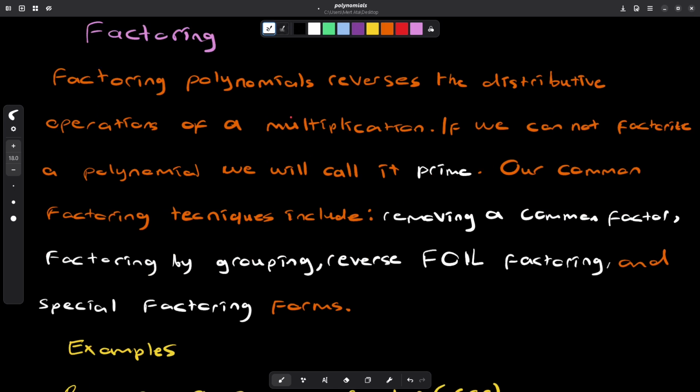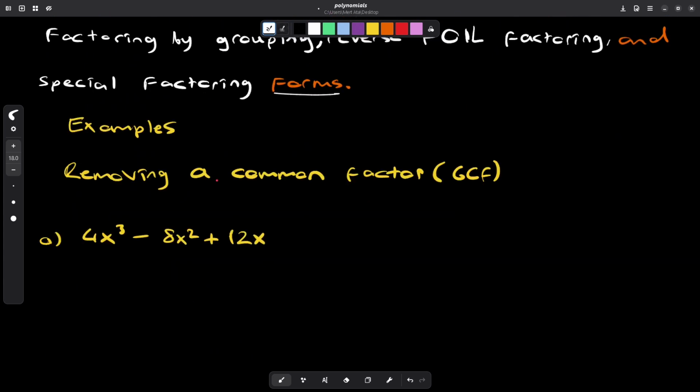It's time to talk about factoring, which is the most important part for us. Factoring polynomials reverses the distributive operations we did. If we cannot factorize a polynomial, we will call it prime. Our common factoring techniques include, you can read it, these forms. All right, let's start using these forms one by one.